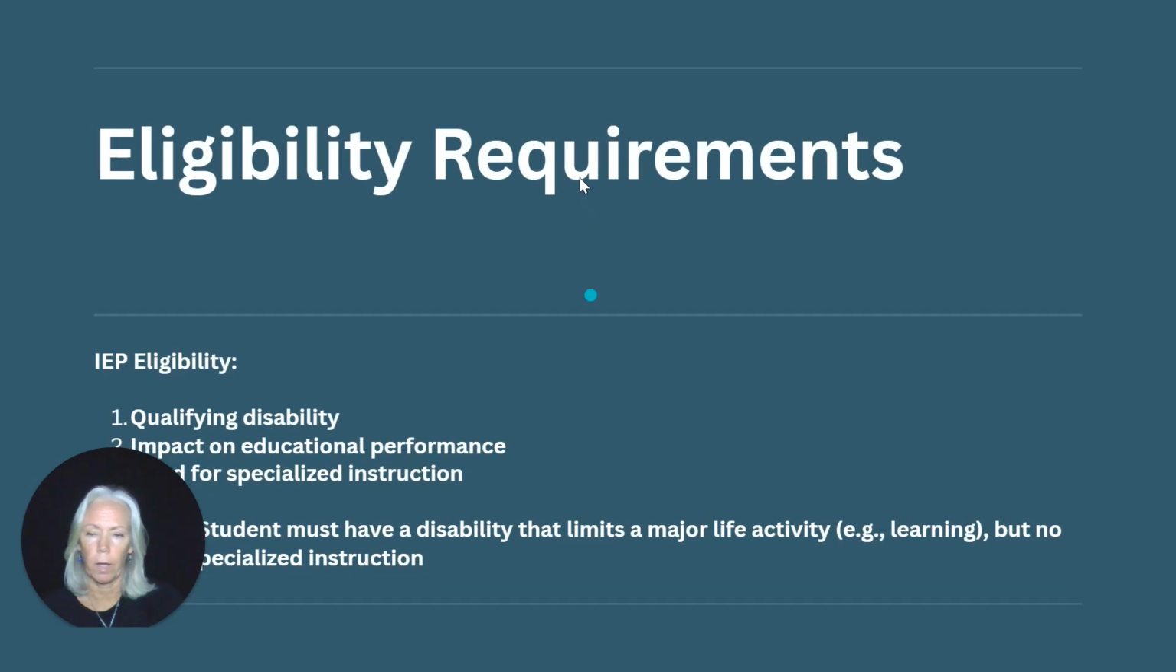So eligibility requirements. To qualify for an IEP, your child must meet 3 criteria. Have a disability that meets IDEA criteria, which we've discussed earlier, show a significant impact on educational performance, and require specialized services. So that last part is key. There needs to be an identifiable need for specialized instruction. For example, if your child struggles with reading, they may receive reading intervention. That's a specialized service. In the case of ADHD, it might be different.